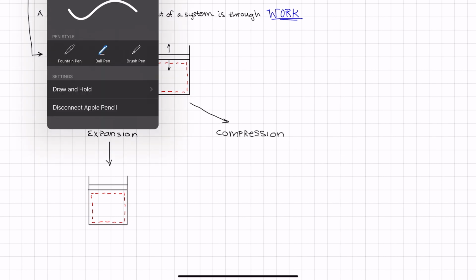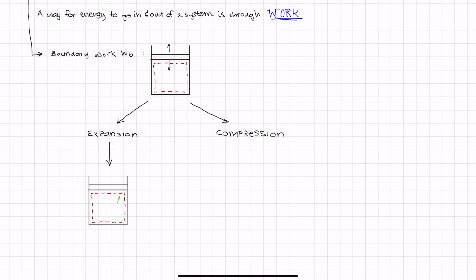For expansion, we can consider the fluid or the system to be doing the work. So we can say that the boundary work is work out. And then for compression, since we will need to use outside or the surrounding environment to accomplish our work, we can say that the boundary work is work in.